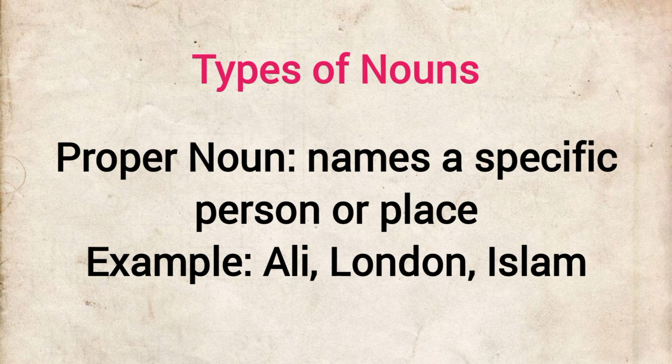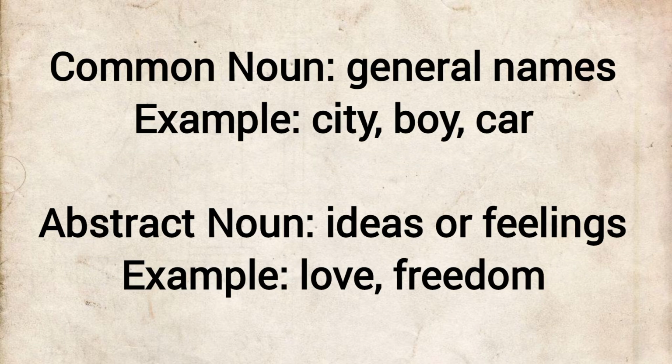Types of nouns. Proper noun: names a specific person or place. Example: Ali, London, Islam. Common noun: general names. Example: city, boy, car.